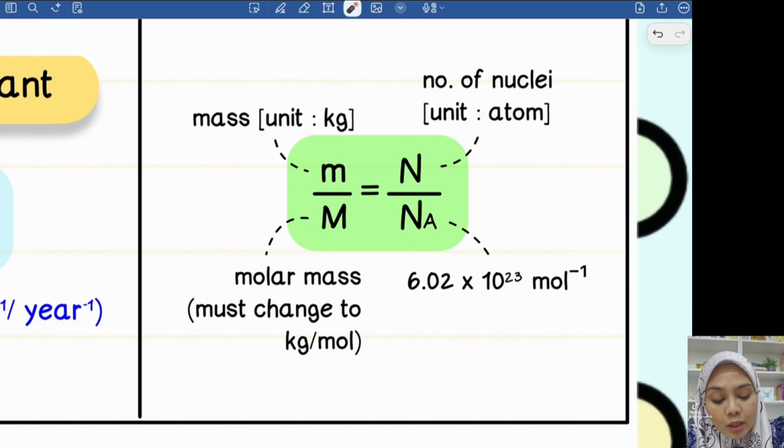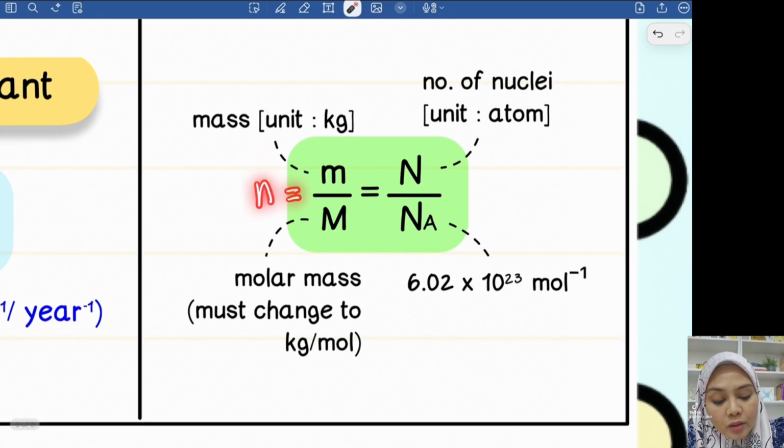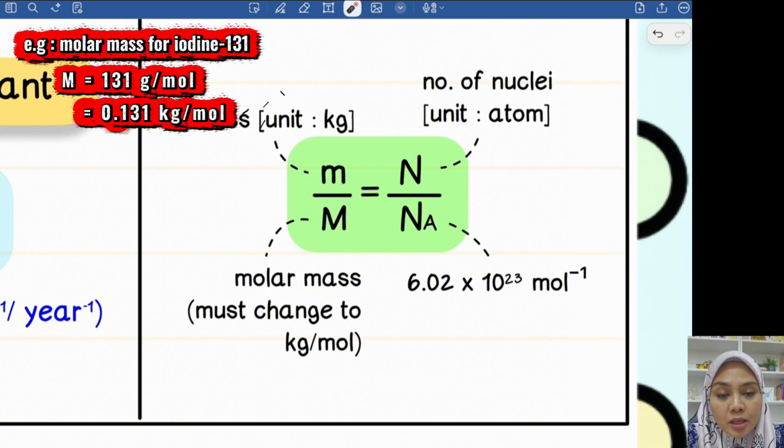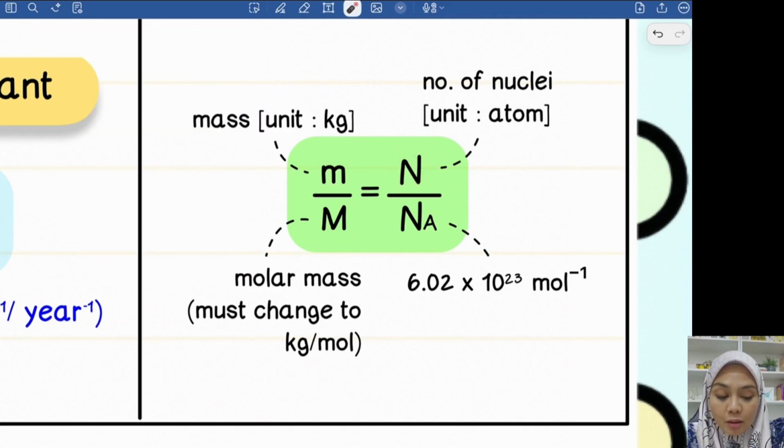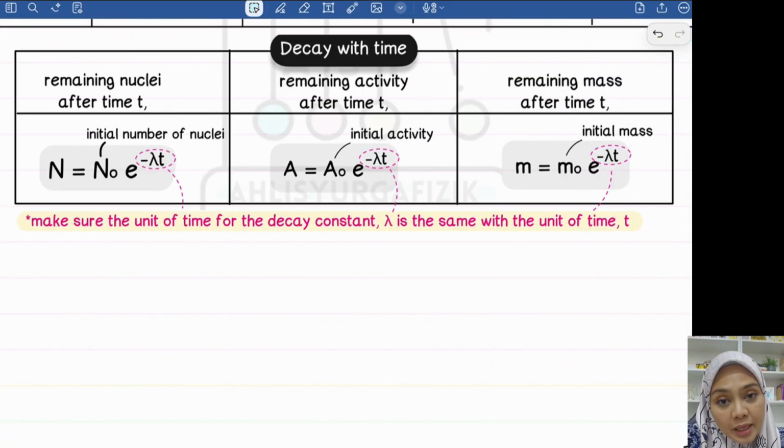Now, this one is the equation for number of moles. Number of moles equals mass of the specimen divided by molar mass. Remember that molar mass in chemistry is given in grams, so you need to change it to kilograms first before you can do the calculation. Okay? And then we have N, which is again the number of nuclei. The unit is atom, because sometimes it's 1 atom, 2 atoms, 3 atoms, and so on. So it's an integer. And N_A is the Avogadro's constant, which is 6.02 times 10 to the power of 23 per mole.